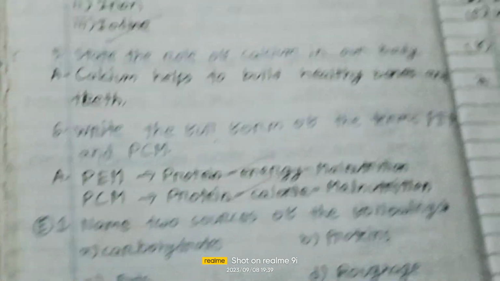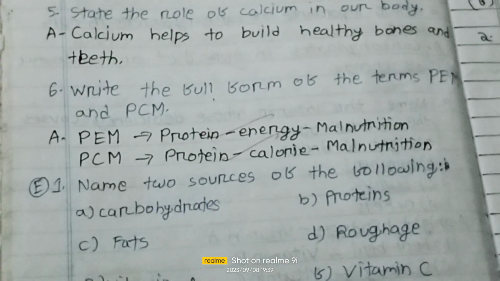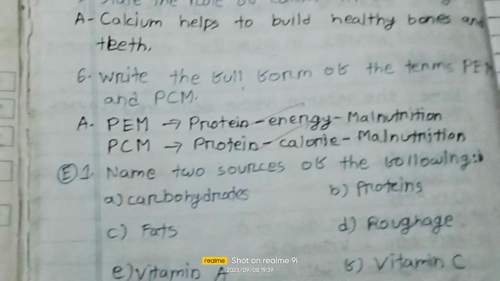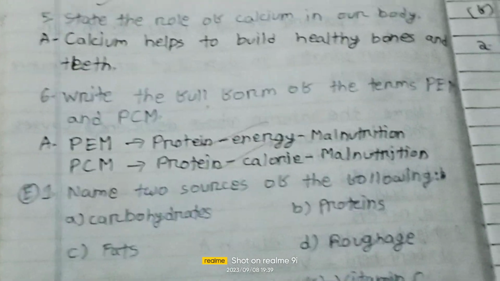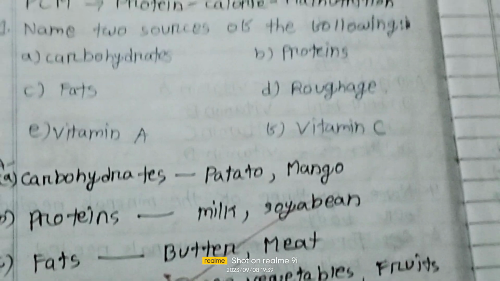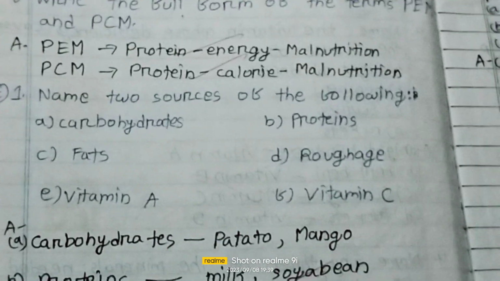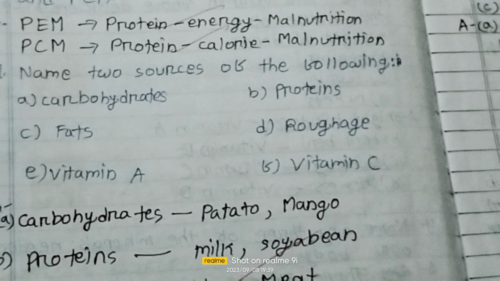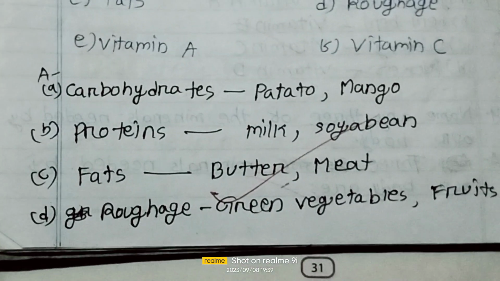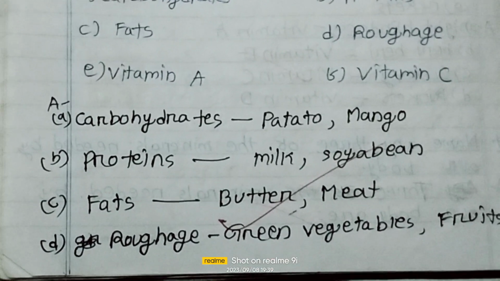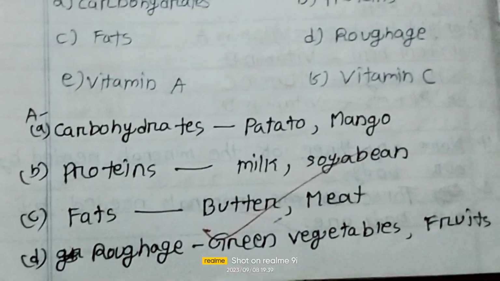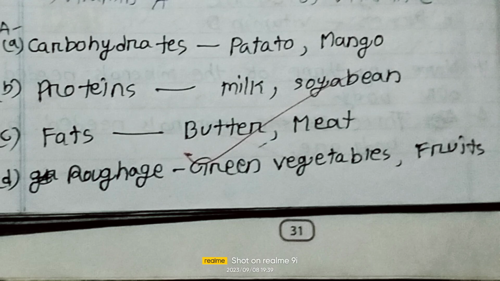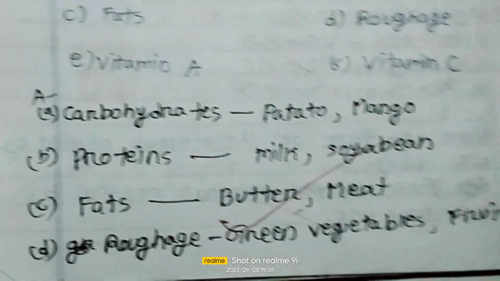Write the full form of the terms PEM and PCM. PEM, protein energy malnutrition. PCM, protein calorie malnutrition. Then number 1. Name 2 sources of the following: carbohydrates, proteins, fats, roughage, vitamin A, vitamin C. Carbohydrates: potato, mango. Proteins: milk, soybean. Fats: butter, meat. Roughage: green vegetables and fruits.